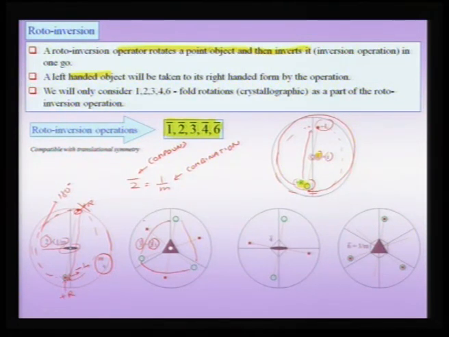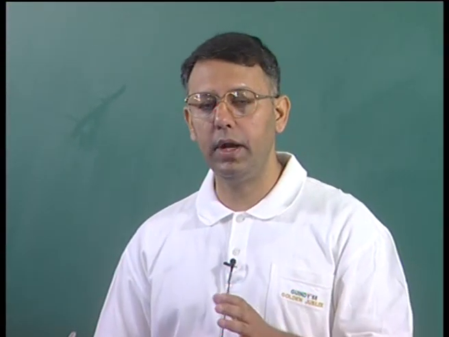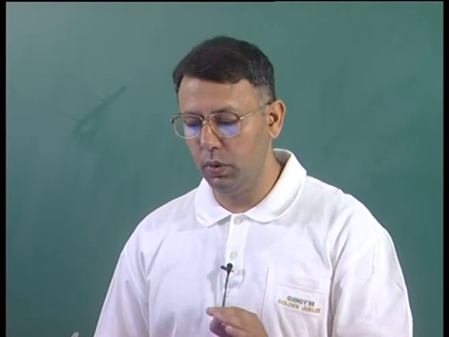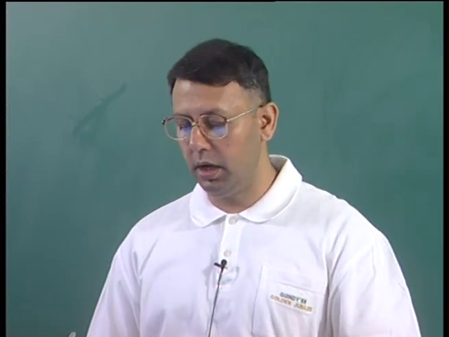Therefore, I can break down my 3 bar, which is a compound operator, into a combination of a 3 and an inversion. So there is a possibility in some cases of decomposing a compound operator into a combination of operators. However, we should always remember that a compound operator leaves a point only after performing its complete duty, which is, for instance in this case, a rotoinversion, and only then do you have an identity point.